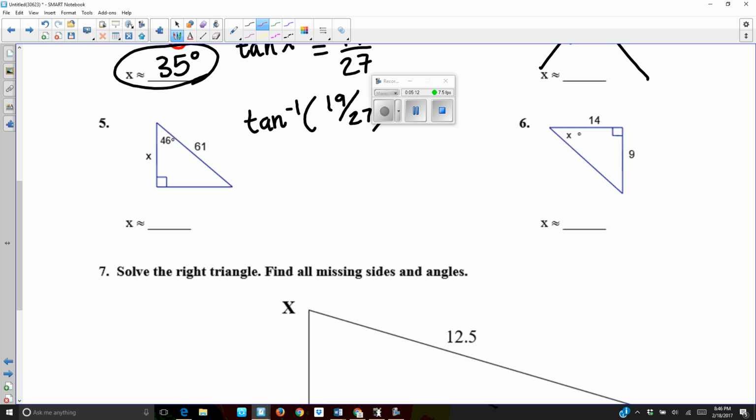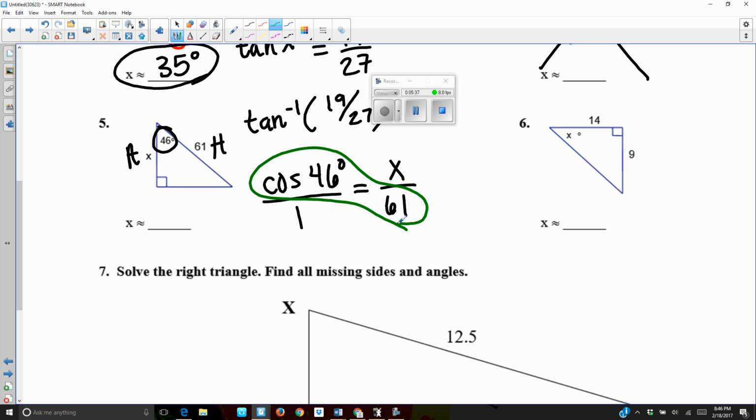Number 5 we should be able to do. They give us the angle, 46 degrees. 61 is the hypotenuse. X is our adjacent side. So A and H, that means we're going to use the cosine trig function for the first time. The cosine of the angle is equal to adjacent over hypotenuse. This time there's a one-step problem when we cross multiply. One cross product gives us 61 times the cosine of 46 degrees. The other cross product is just x.